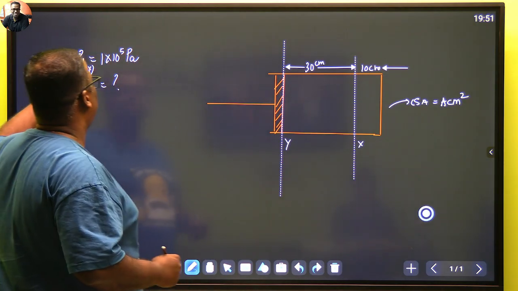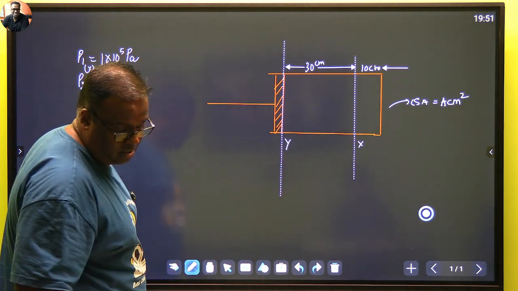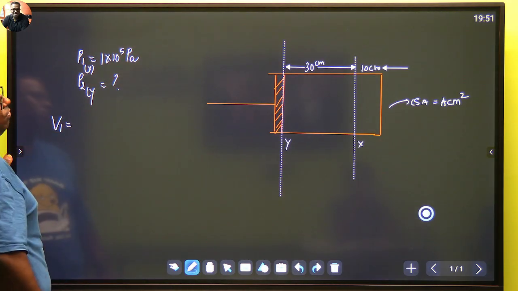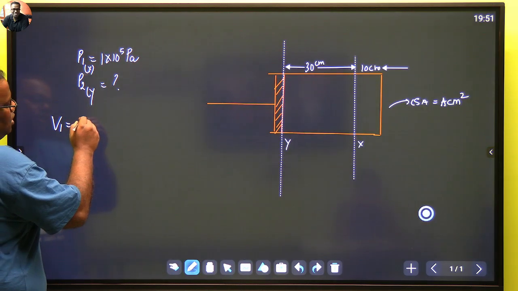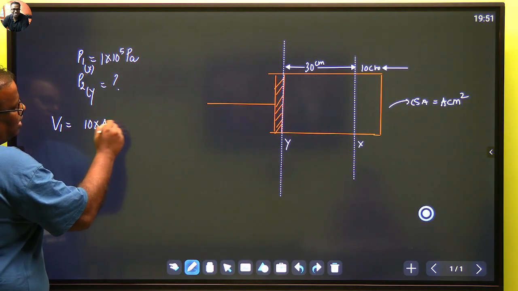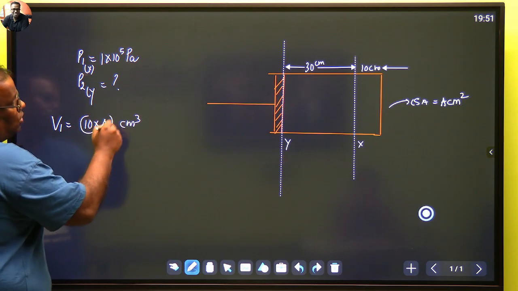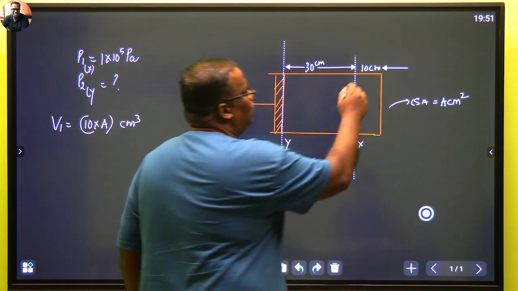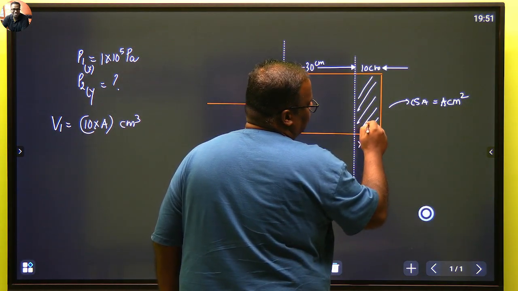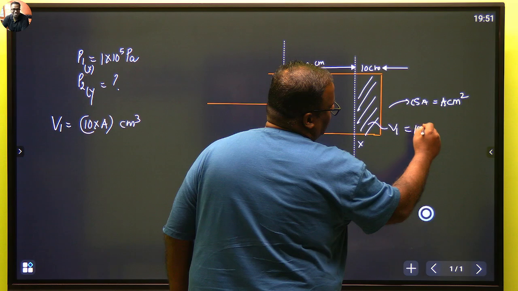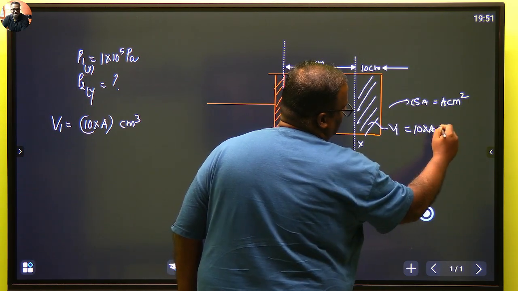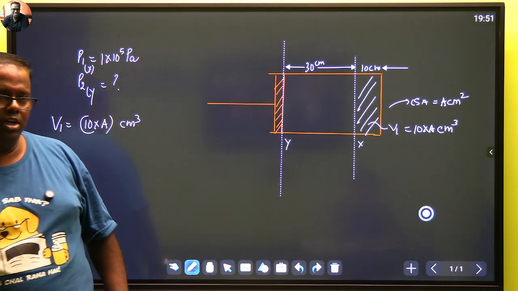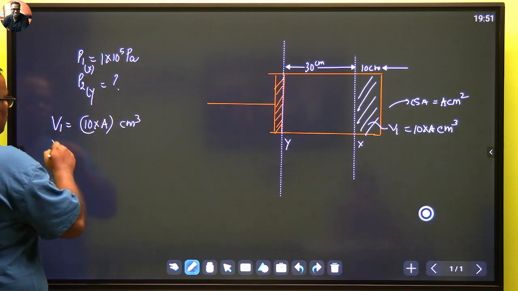Now they have asked us pressure, so we will need to find out what should be our V1. Our V1 should be 10 times a centimeter cube. Do you agree or not? Because initially the piston was here. This is the initial volume, V1, equal to 10 into a centimeter cube. How many of you have understood this? Okay, fine. What should be your final volume?